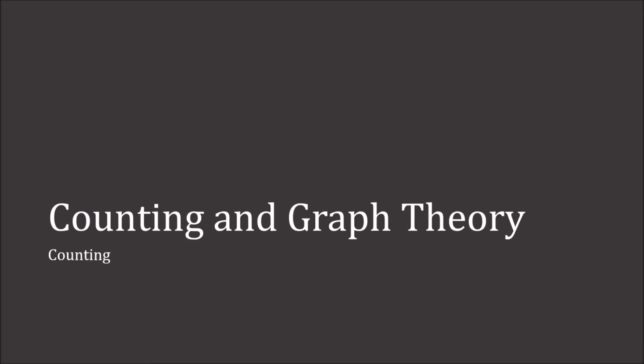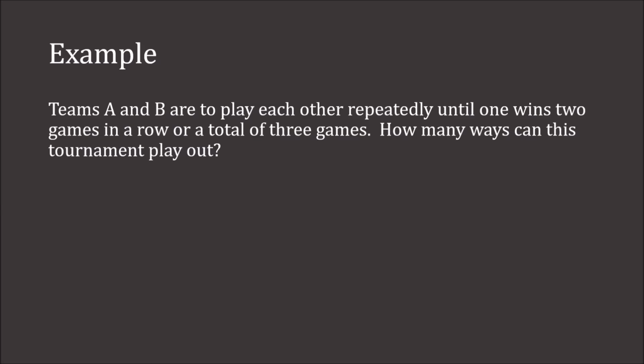We now study counting, and we start with an example. Teams A and B are to play each other repeatedly until one wins 2 games in a row, or one wins a total of 3 games. How many ways can this tournament play out?